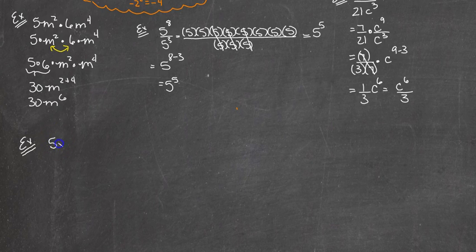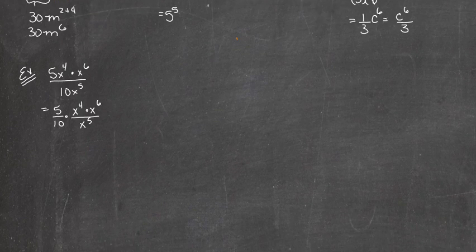I have 5x to the 4th times x to the 6th divided by 10x to the 5th. First I have to figure out whether the exponent is on my number, and it's not. I don't have any parentheses, so the 4 is only on the x and the 5 is only on the x, not the 10, which means that I can separate these out. I can break them apart into 5 divided by 10 times x to the 4th times x to the 6th divided by x to the 5th.